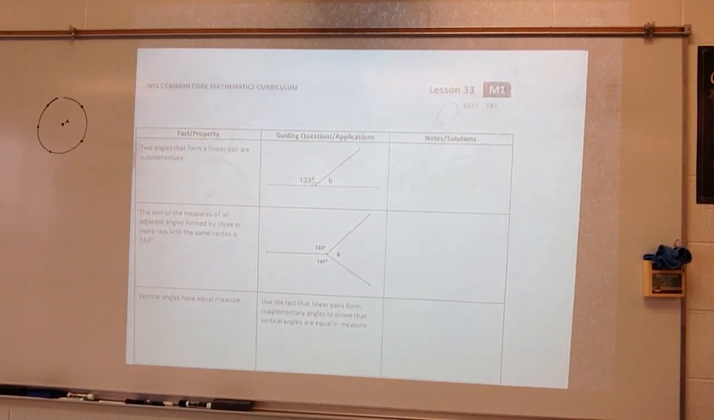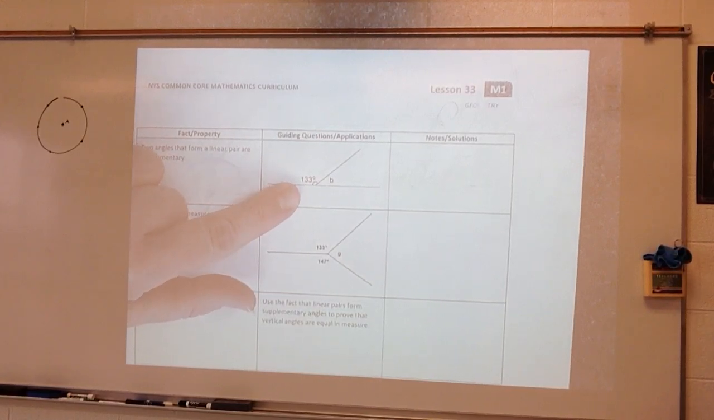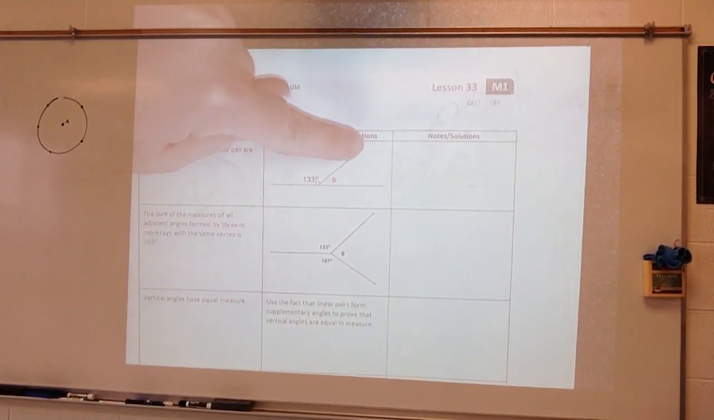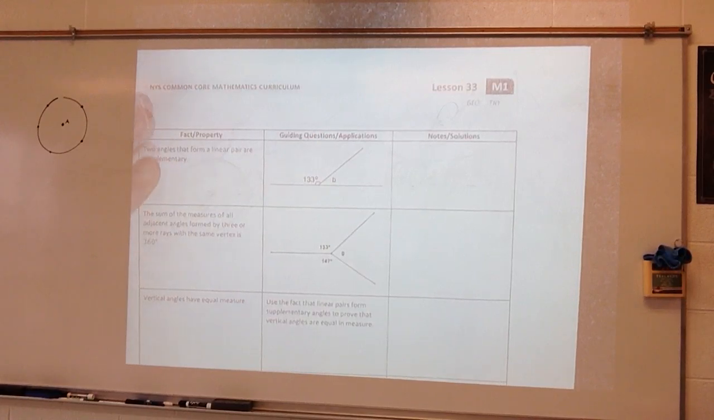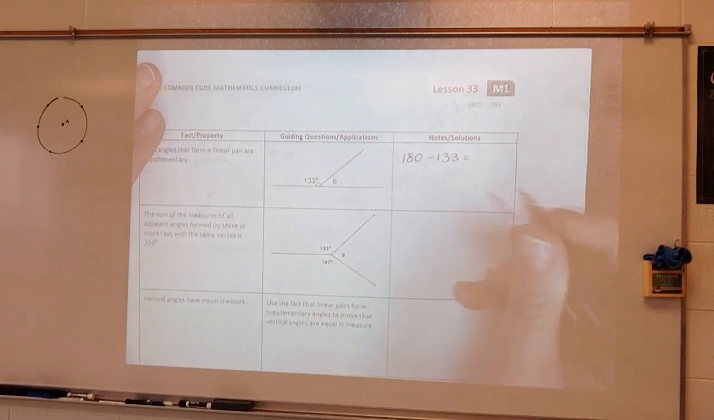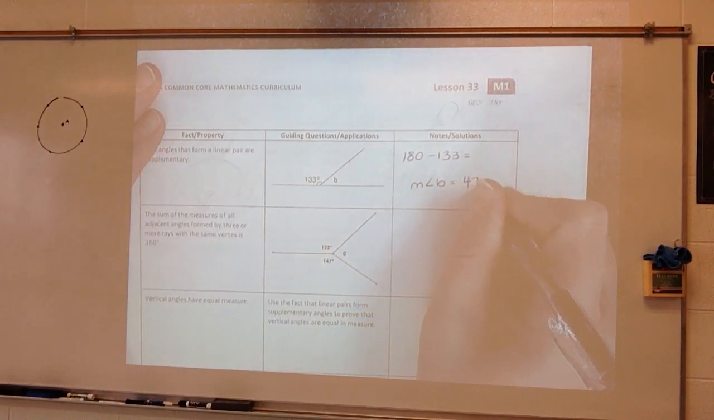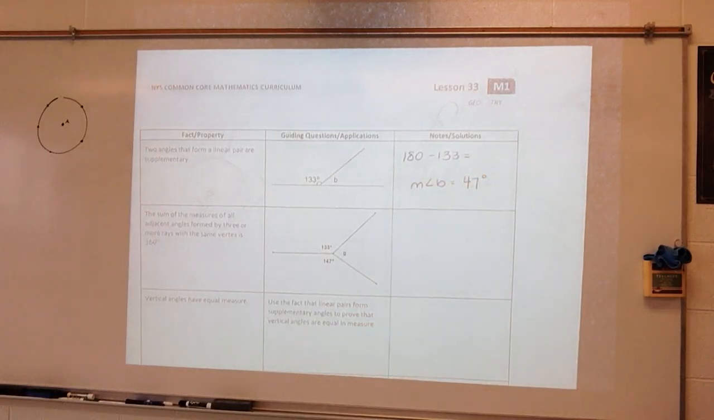Two angles that form a linear pair are supplementary. Linear pair, remember that means they form a straight line. Supplementary meaning 180 degrees. So if I'm looking at this, I have a figure. If this is 133 degrees, how would I figure out the missing angle B? I would do 180 degrees minus 133, which gives the measure of angle B being 47 degrees. Let's look at the second one.